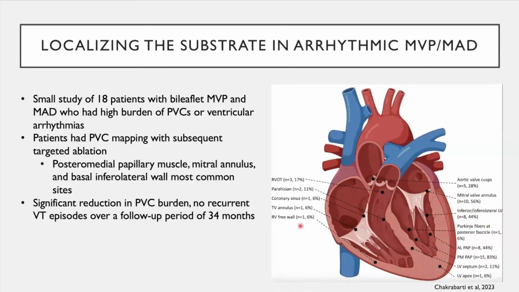up to 83% there. They ablated these sites after the mapping, and they found that there was significant reduction in PVC burden and no recurrence of VT episodes over a follow-up period of about 34 months. So it does show that the scar formation seems to correlate with where these arrhythmias are coming from, and then burning or altering that scar tissue can reduce the burden of PVCs and reduce the risk of ventricular arrhythmias.